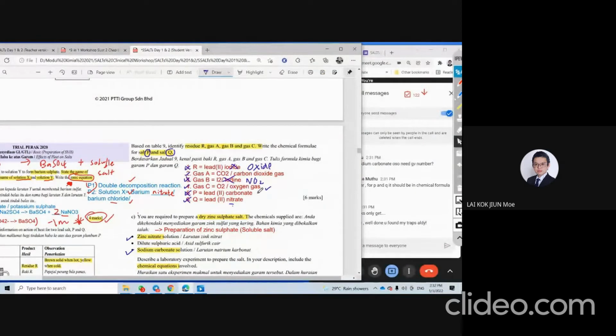Okay, because the same formula. Oh, how can we write the name? Cannot write. Wrong. You have to give formula here. Oh, well done, Mutu. PbCO3. PbCO3.